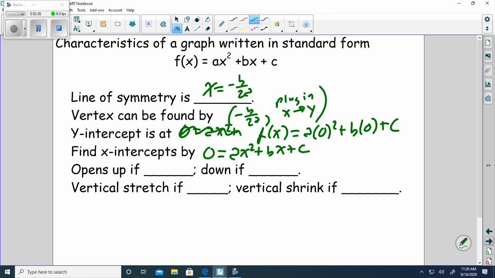It opens up if a is greater than 0. It opens down if a is less than 0, so positive versus negative. I have a vertical stretch, same exact reason, if the absolute value of my a value is greater than 1. It's a shrink if my a value is between 0 and 1 or negative 1 and 0. So a fraction or decimal between negative 1 and positive 1 would make it shrink.